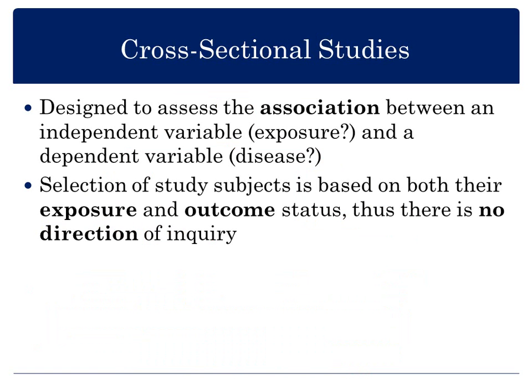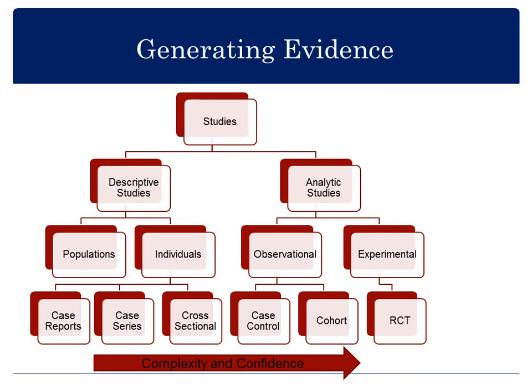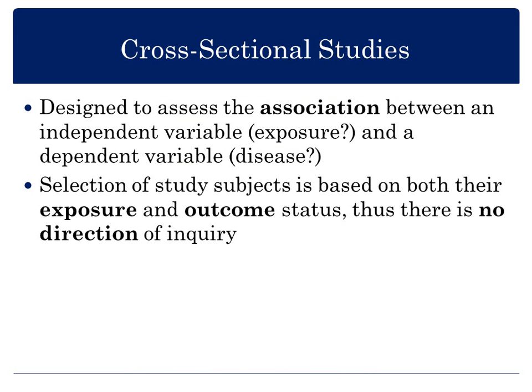So what are cross-sectional studies? Let's go back again. I'm starting over here on the left. Cross-sectional studies are observational. They're designed to assess the association between an exposure and a disease. We can say independent variable here because it turns out it could be what we call a treatment or other classification. The selection of the study subjects is based both on their exposure status and their outcome status.